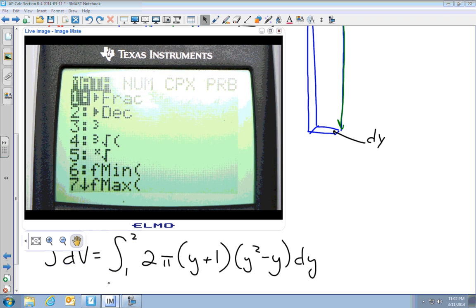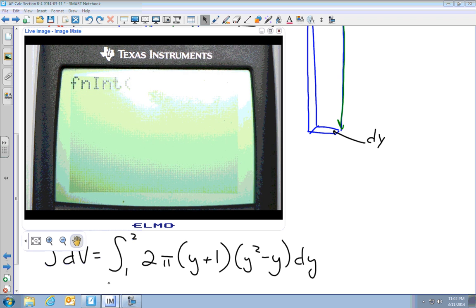Under your math menu, we'll do fnInt of 2 pi times y plus 1. I'm going to leave this in terms of y. You could easily put this in terms of x though. Y plus 1 times y squared minus y. It would just save you a few keystrokes, instead of having to hit alpha y, you can just hit your x key. If I put this in terms of y, then my variable is y, and I have to indicate that there. And I'm integrating from 1 to 2.